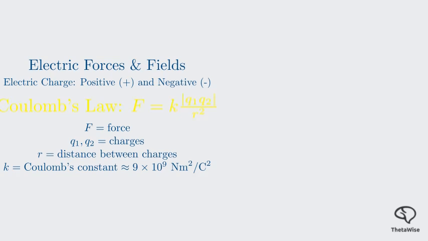The most important part of this equation is the 1 over r squared dependence. This means that if you double the distance between the charges, the force becomes 4 times weaker. If you halve the distance, the force becomes 4 times stronger.